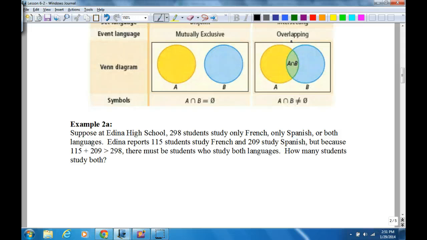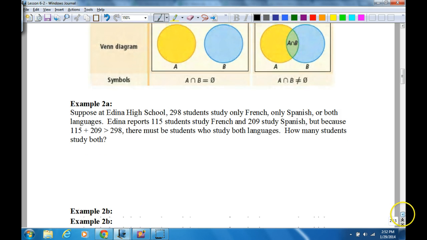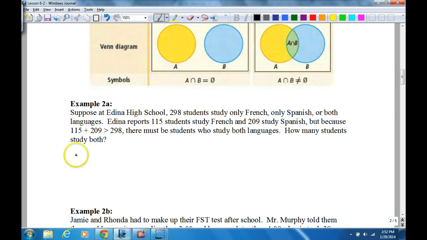Okay, so it says suppose at Edina High School, 298 students study only French, only Spanish, or both languages. Edina reports that 115 students study French and 209 study Spanish. But because 115 plus 209 is greater than 298, there must be students who study both languages. How many students study both? You add them? Kind of, yeah. So there's a way to do this. There's a method to this madness. Let's do this. I'm going to make a Venn diagram.